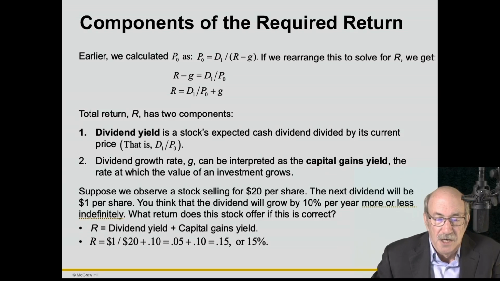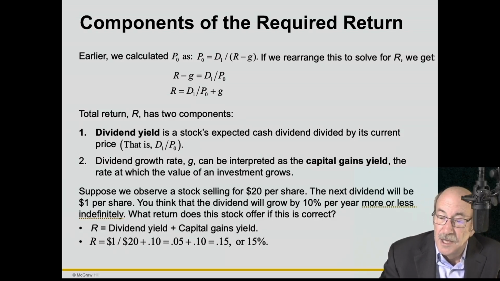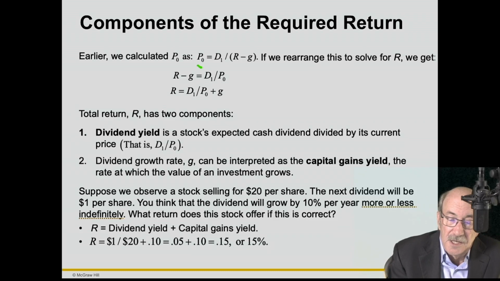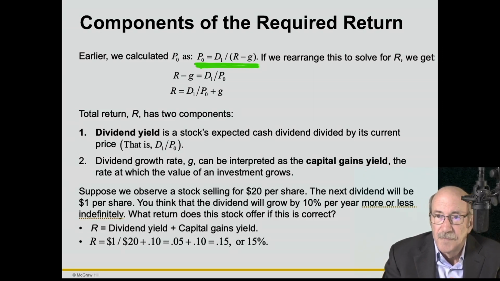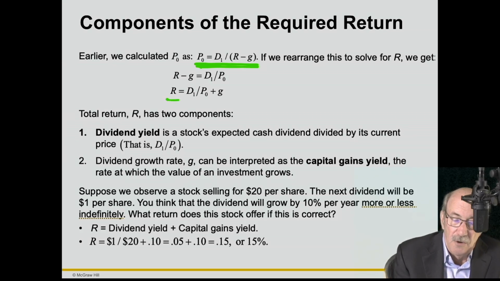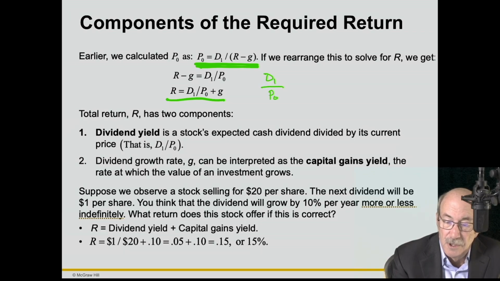So what they've done is they've said, well, let's take that formula that we've been using for a growing perpetuity and solve for R. Move things around and solve for R. And when we do that, we get something that looks like this. We get D1 over P0 plus G.